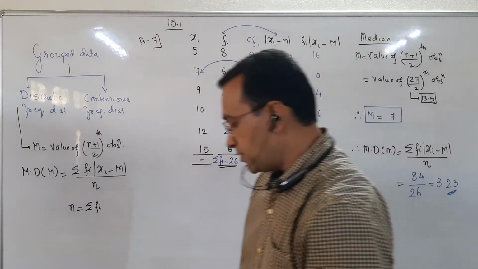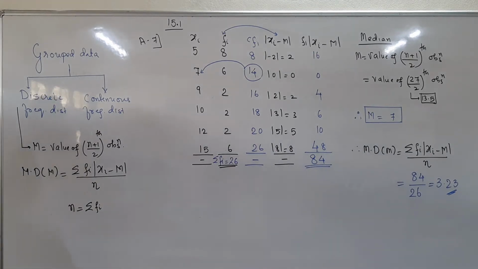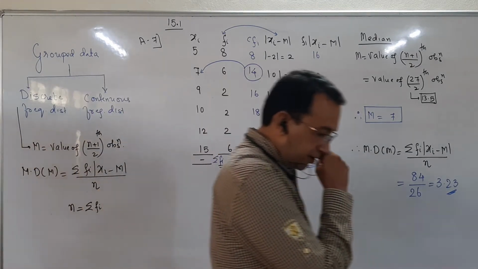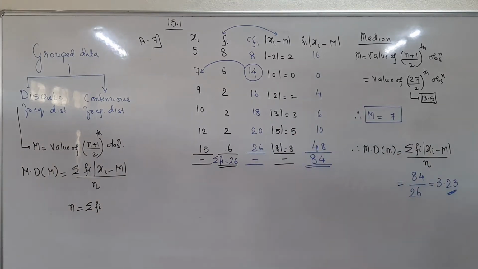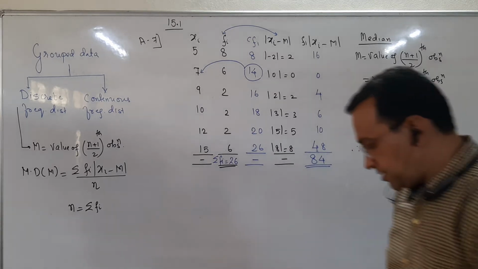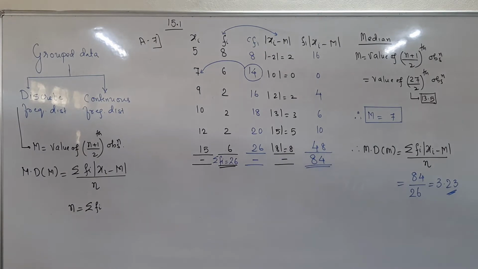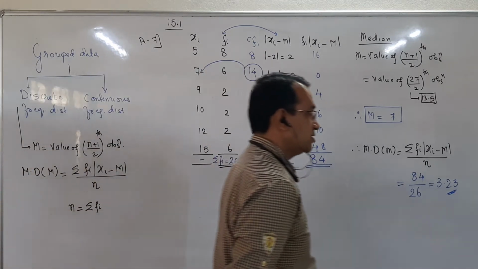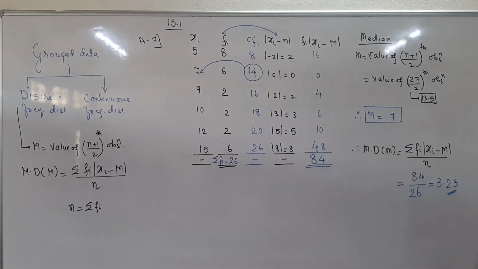This is, students, our final answer. So once again, students, these basic fundamental formulas will be the same whenever you have to find the median for a discrete series. This is also a discrete frequency distribution, also called a discrete series. Then we have to use the formula: median M is equal to the value of the (n plus 1) by 2th observation.